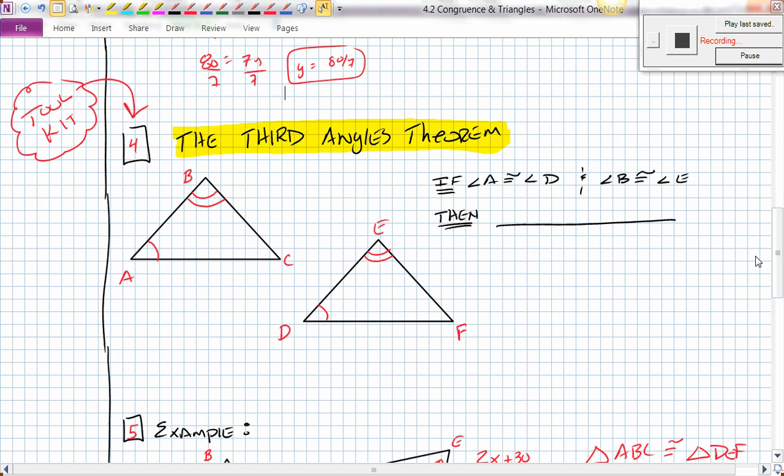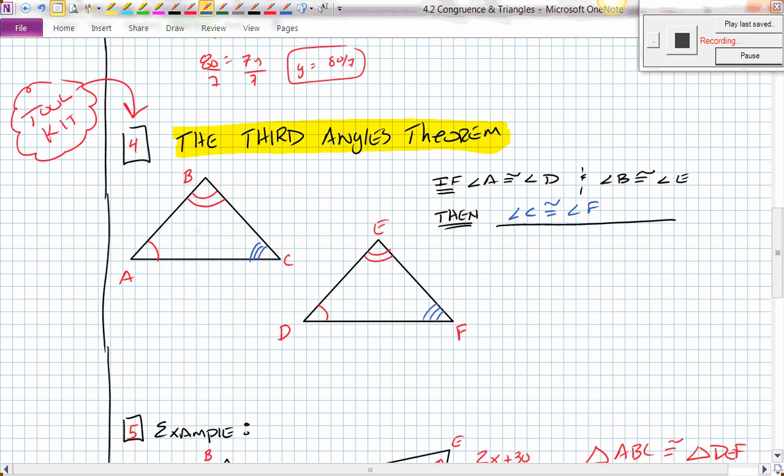Basically, what the third angles theorem says is this. If you have 2 congruent triangles like I do here, if angle A is congruent to angle D, and angle B is congruent to angle E, well then the third leftover angle has to be congruent. So here's what it says: if angle A is congruent to angle D and B is congruent to E, then angle C has to be congruent to angle F. It's just by leftover pieces.